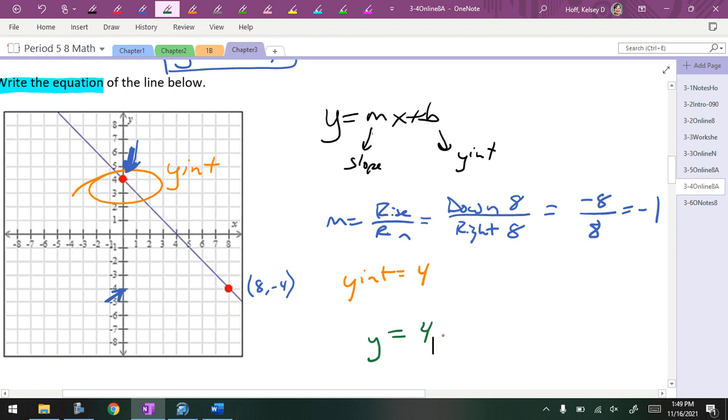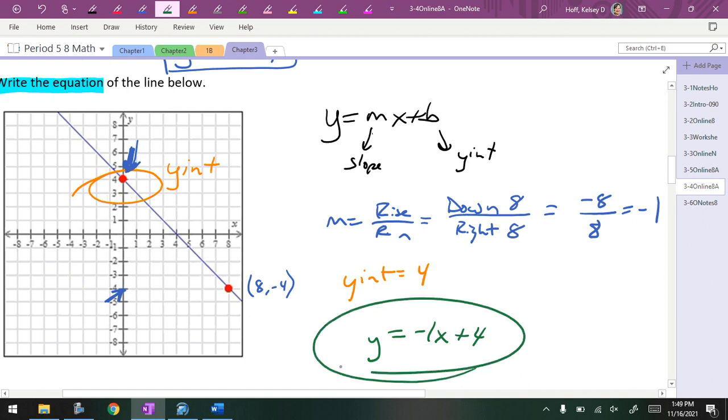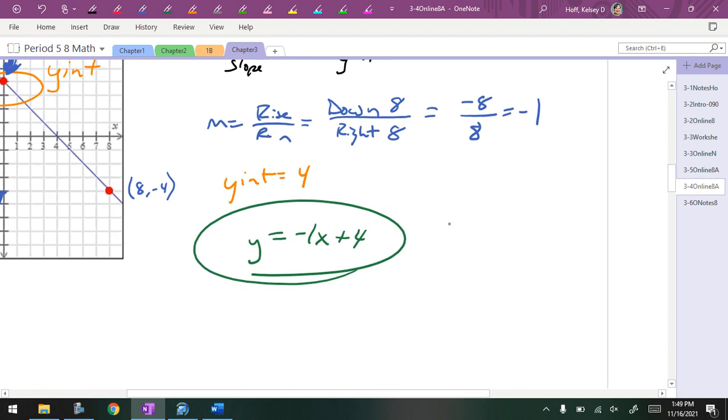Careful. You're filling in y equals mx plus b. Y equals? Agree or disagree? Slope is -1. Y-intercept is 4. Bingo. Technically, could you write y equals 4 minus 1x? Because 4 is y. Because it's on the y-axis.